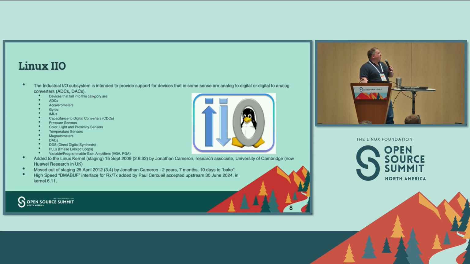So the IIO framework in Linux was really for sensors. Before this was developed around 2009, there was a subsystem in the Linux kernel called miscellaneous, and that's where everybody jammed everything. It was a good idea at the beginning and then a terrible idea at the end.